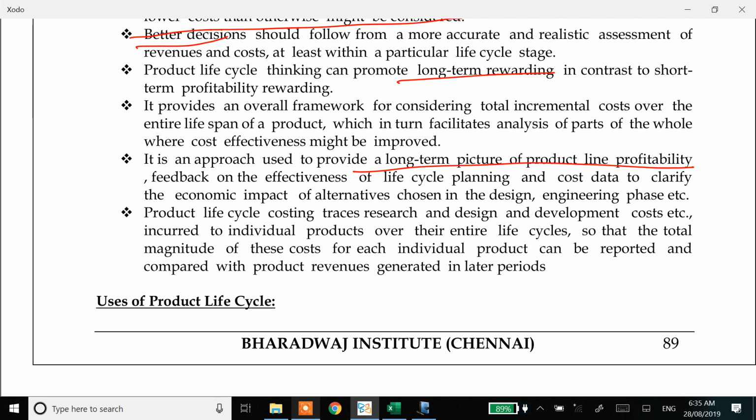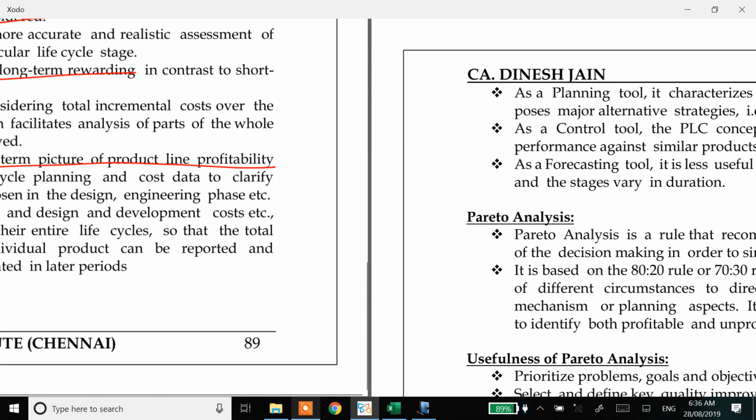There is a planning tool, a control tool and a forecasting tool. Planning tool is planning for the entire life cycle on the cost side as well as on the revenue side. Control tool is comparing my performance. Control means always ensuring that things are going fine. So control is comparing our performance with the other products which are there in the market, and forecasting is forecasting the sales pattern, which may not be that easy.